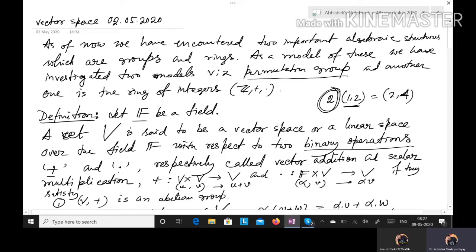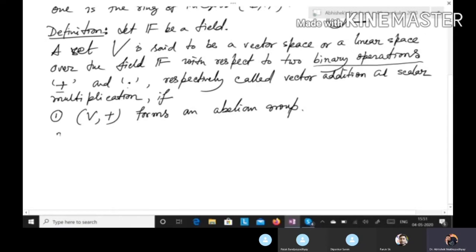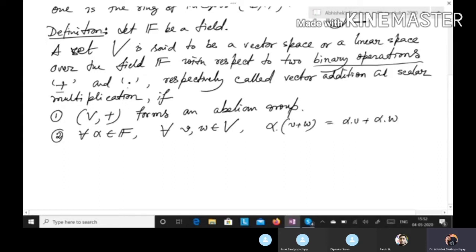So with respect to addition, V plus is an abelian group. Number two, for all alpha belongs to F, for all elements V, W belongs to V, we have alpha dot (V plus W) equals alpha dot V plus alpha dot W.